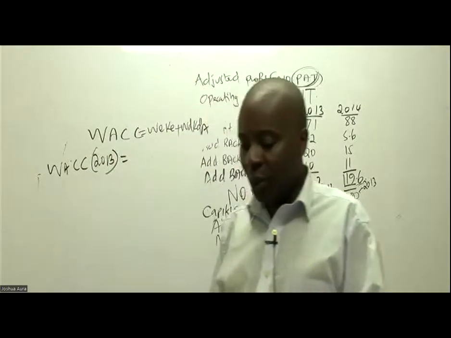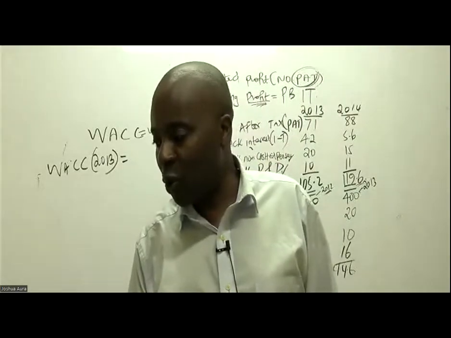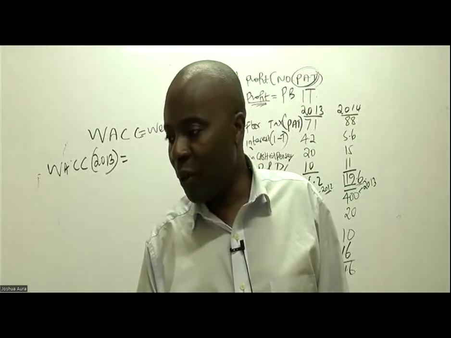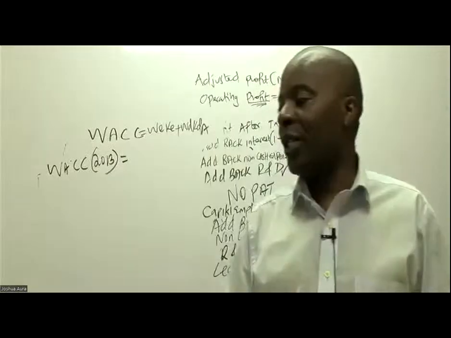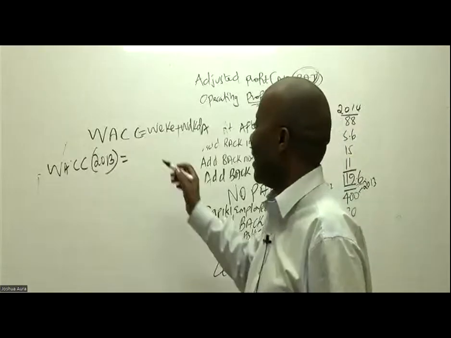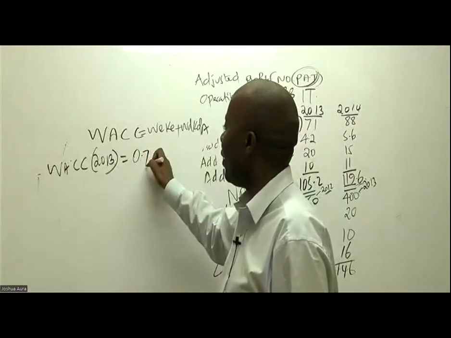So is there somebody who is able to see the weight of equity in the capital structure? Yeah, you can see note number 5. They've given us the target of the capital structure. Equity is 0.7. Debt is 30%. So 70% and 30%, 0.7 and 0.3. So weight of equity is 0.7.